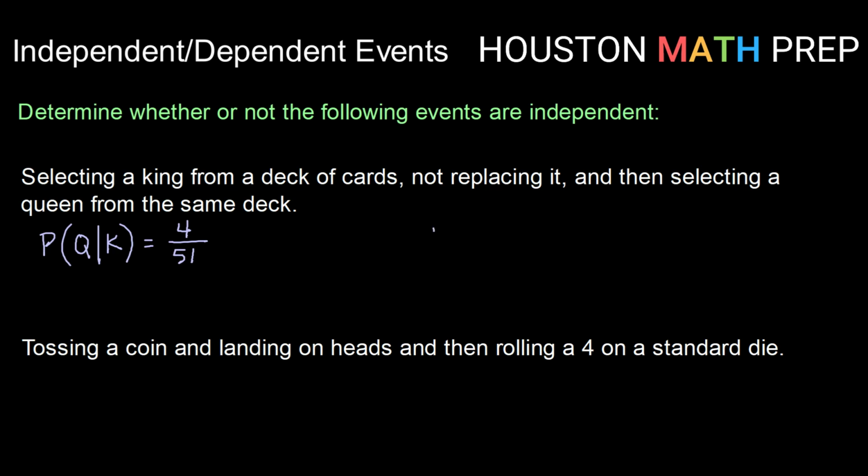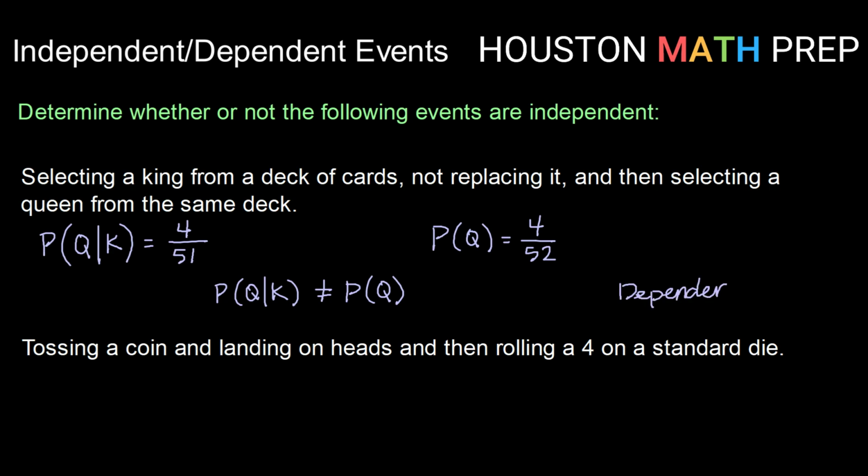Now let's compare that with strictly just the probability of drawing a queen out of a random deck of cards. So again, in a random deck of cards, there are 4 queens, and in a normal deck of cards, we have 52 cards. So we can see that here, the probability of getting a queen, given that you've already selected a king, is not equal to the probability of just drawing a queen. So these two events are not independent, therefore we would call them dependent.